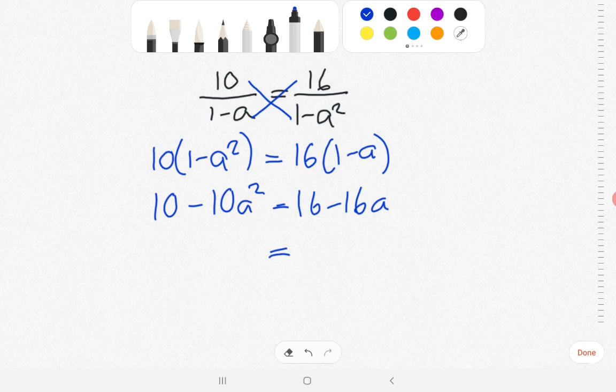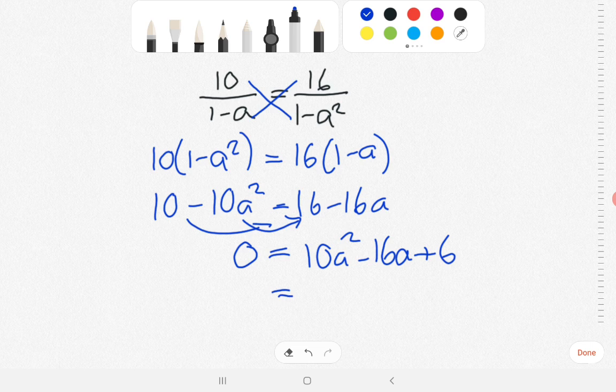And anytime we've got a quadratic equation, which this is, to solve it we want it equal to 0, and then we're either going to factorise it or use the formula. So if I want this equal to 0, I'm going to put these onto the right hand side. So I'm going to have 10a squared, minus 16a, and plus 6, because it would be 16 take away that 10. We then need to factorise it. Taking out a common factor of 2 will make it a little bit easier to factorise.